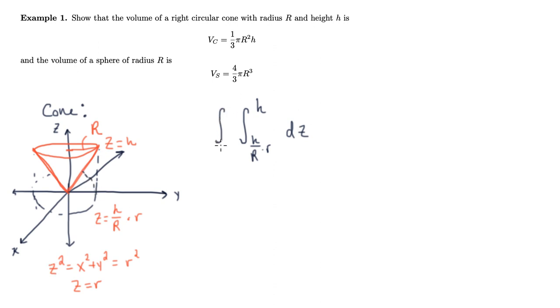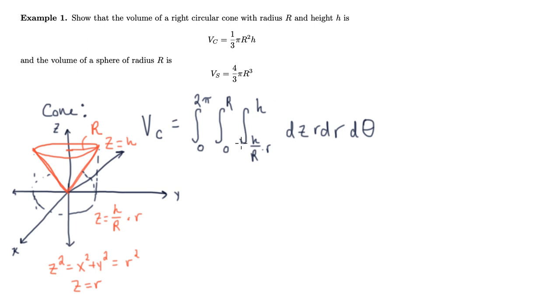So little r is going from 0 to big R, and then, per usual, theta is going from 0 to 2 pi. And then we have r dr and d theta. So this is giving me the volume of the cone in cylindrical coordinates. Now there are other ways to do this, but this is the way I think about it.